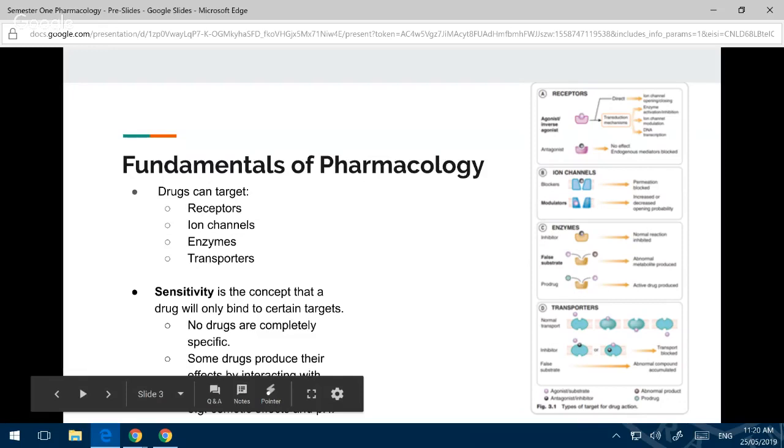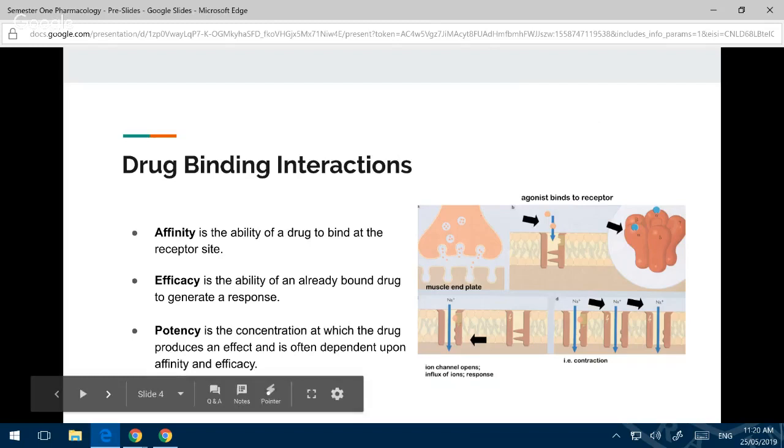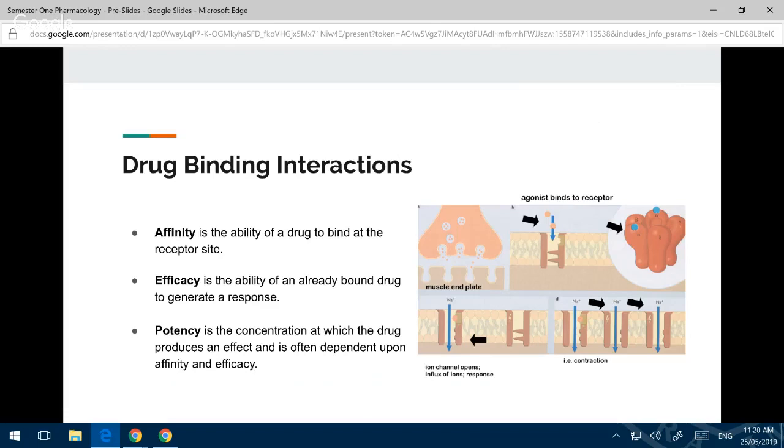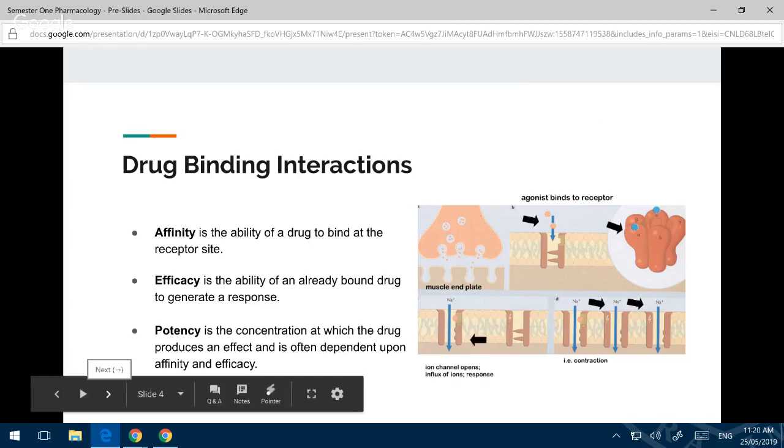All right, so some fundamental concepts just to begin with. We've got drugs that can target a range of different components of the cells and processes. And just in terms of sensitivity, so you'll hear that term a lot, it really is just a concept that a drug will only bind to certain targets. Okay, a few other things before we go into the drug specifics. Drug binding interactions are really important in terms of understanding how drugs act. So affinity is the ability of a drug to bind at the receptor site. Efficacy is the ability of a drug to generate the response. And potency is the concentration at which the drug produces an effect.